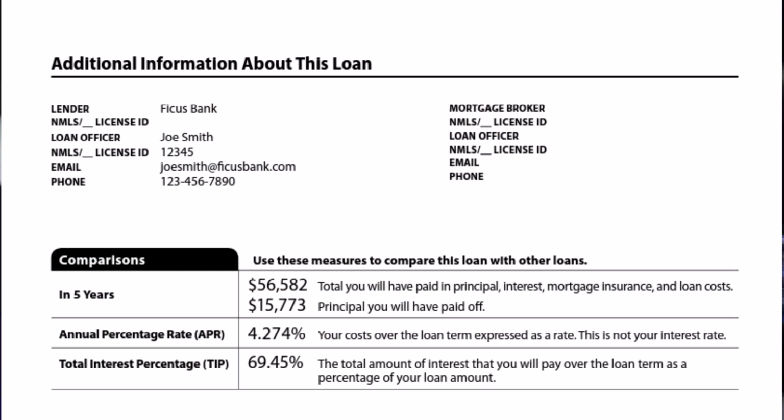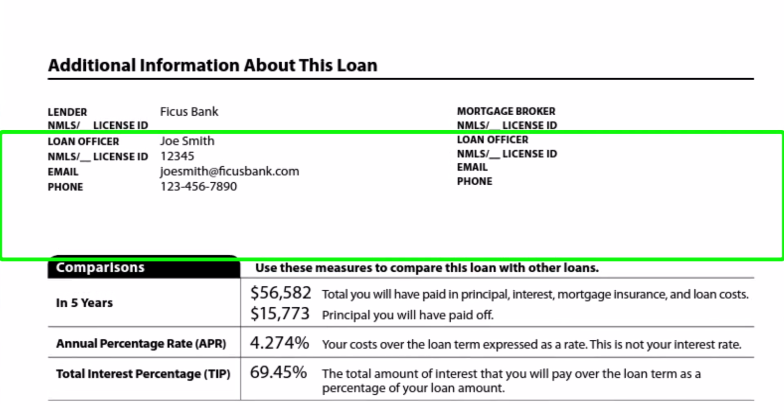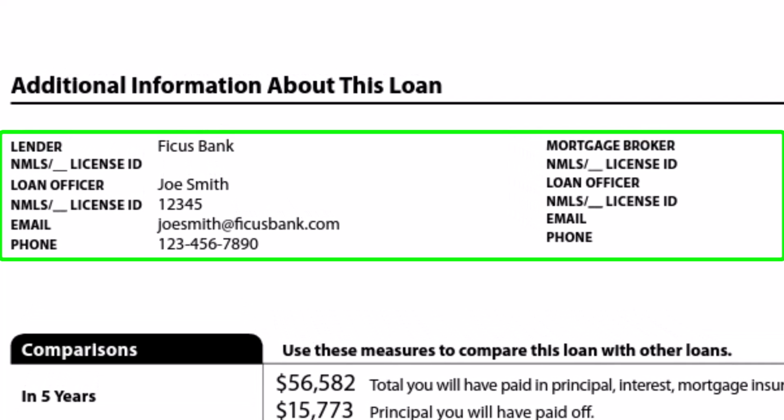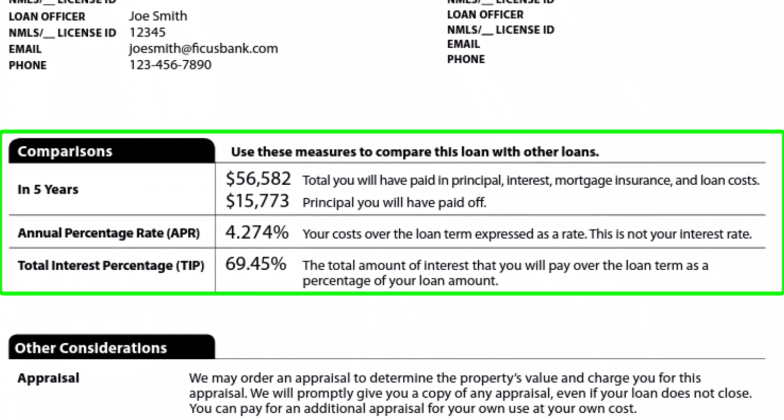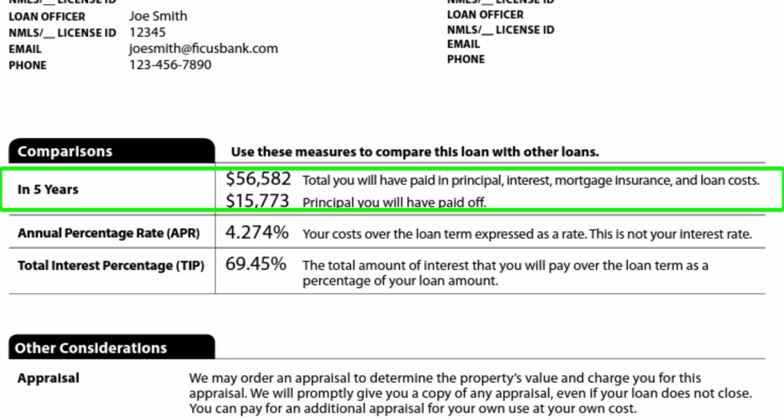Let's move on to page 3. And upon arriving at the third page, you'll find more details about the lender. This page offers detailed information about the name of the mortgage lender, their licensing credentials, and how to get in touch with them. Next, we have the comparison section, and you're shown 3 items here, each with a pretty straightforward explanation. The first one is in the 5 years.